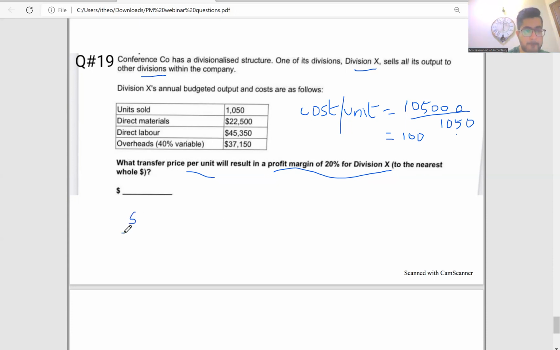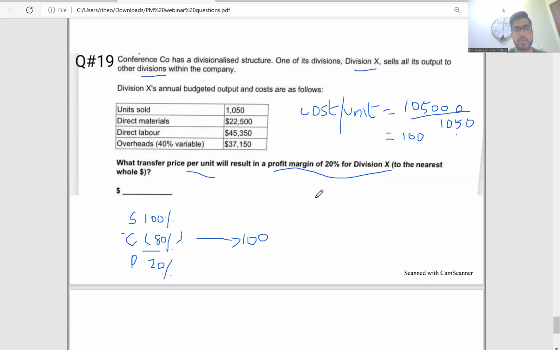So you know, when profit margin is 20%, the sales minus profit chart: since it's margin, sales is going to be 100%. It's not markup, it's margin. So cost is the balancing figure: 100% due to margin and 20% is the profit. The balancing figure cost is going to be 80%. So cost per unit is 100 and the percentage is 80.